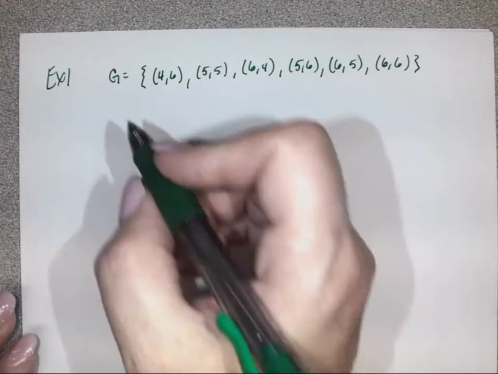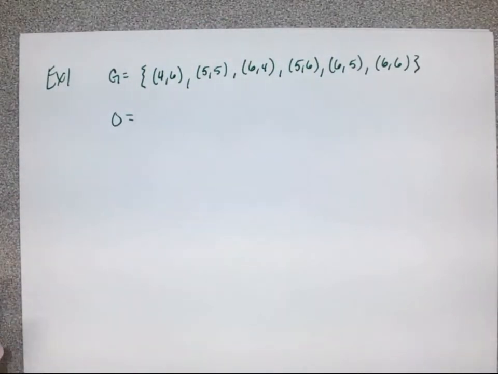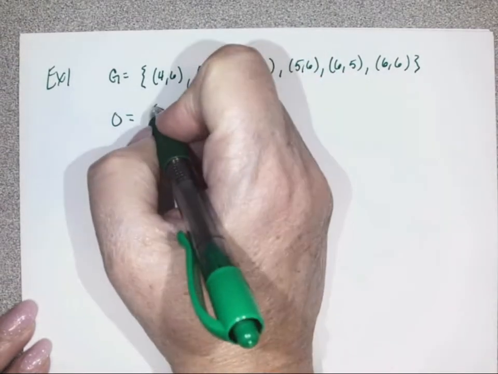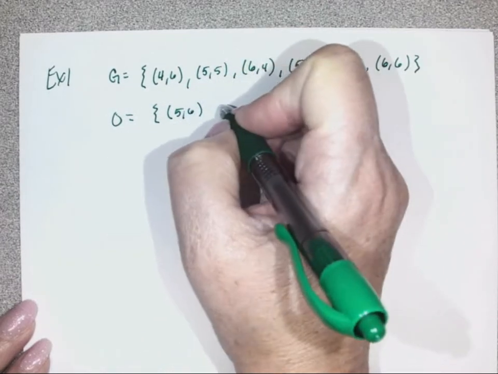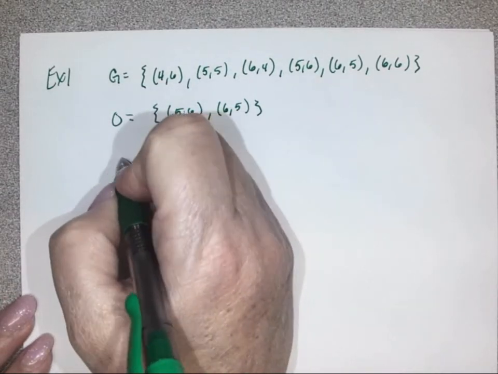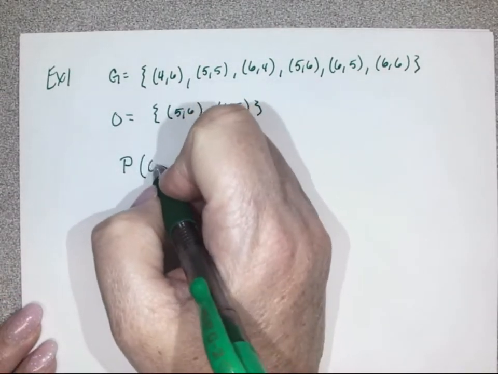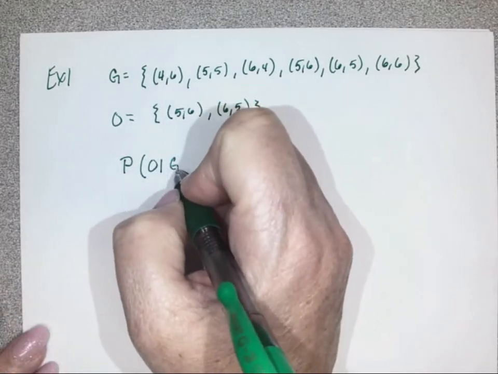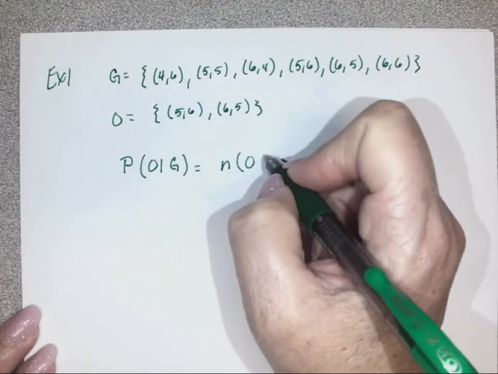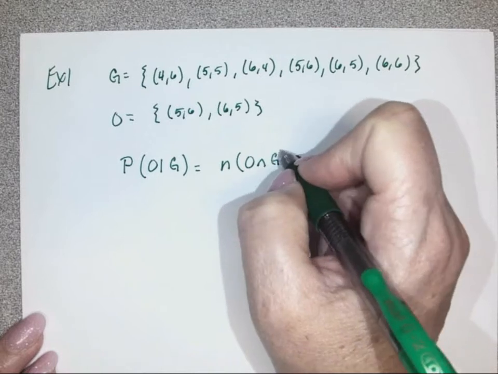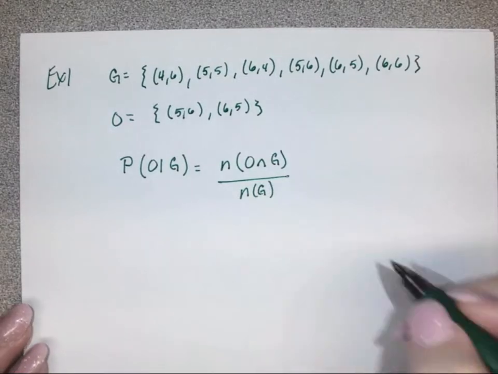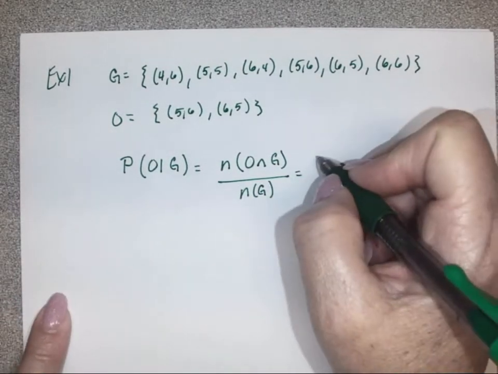And of those events, if we're looking at the odd, where the total is odd, these all equal 10. The only two that equal an odd number, which is 11, will be 5, 6, and 6, 5. So the probability of getting an odd number given that we rolled something greater than 9 is going to be equal to the number of O, or odd, intersected with greater than 9, divided by the number of the ones that are greater than 9. So the intersection would be 2.